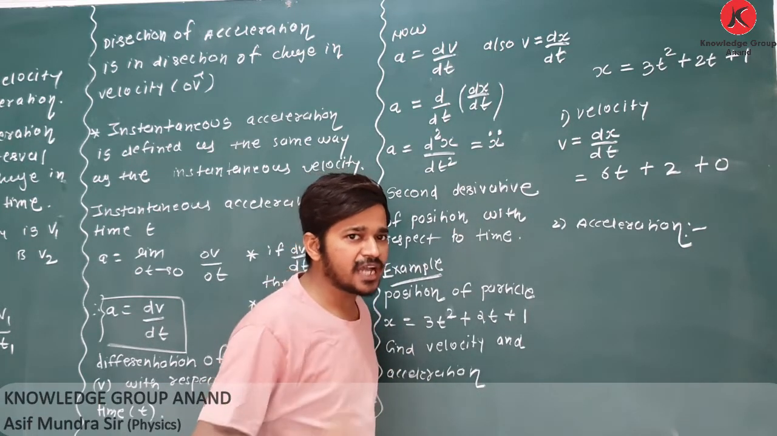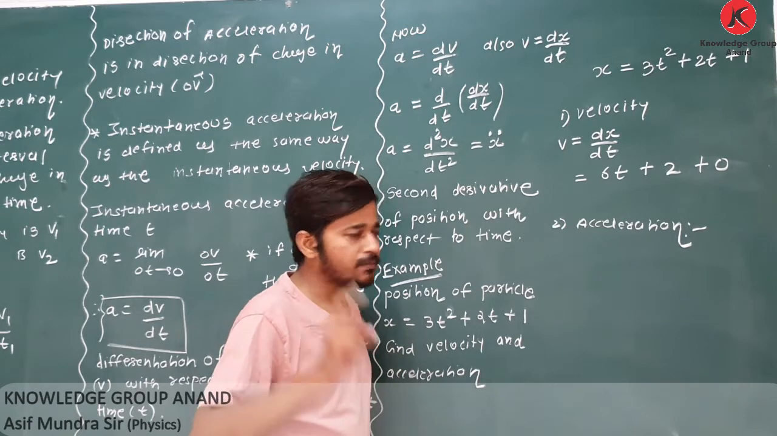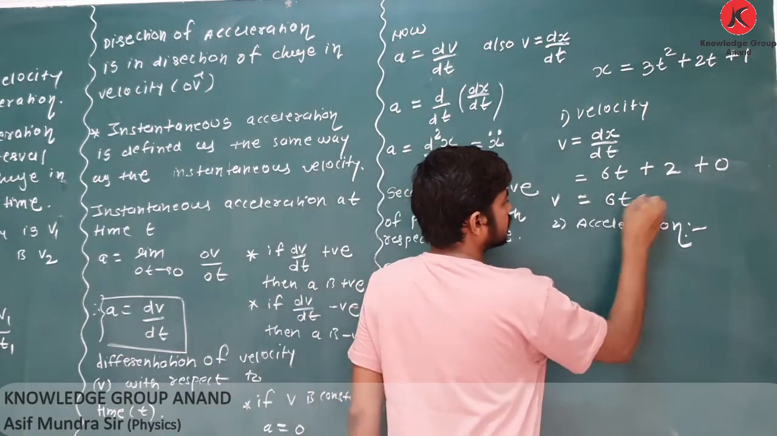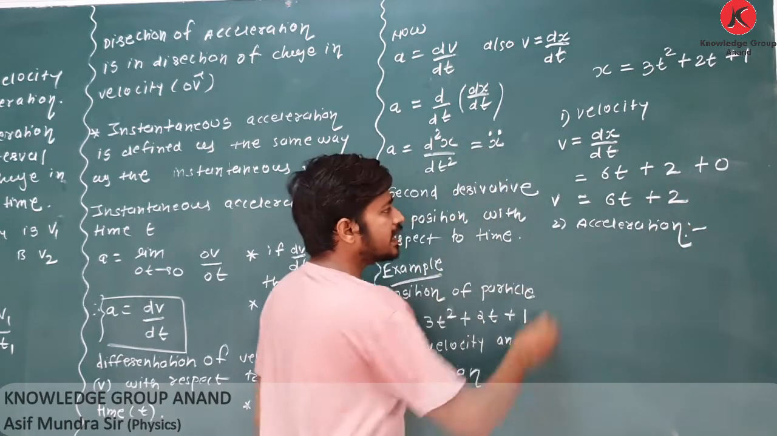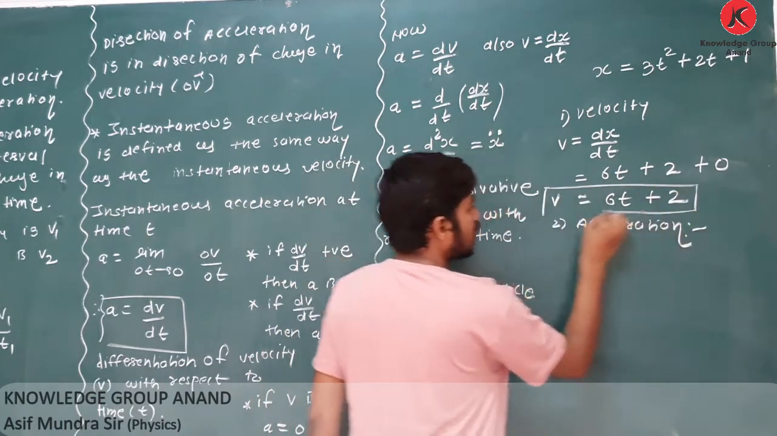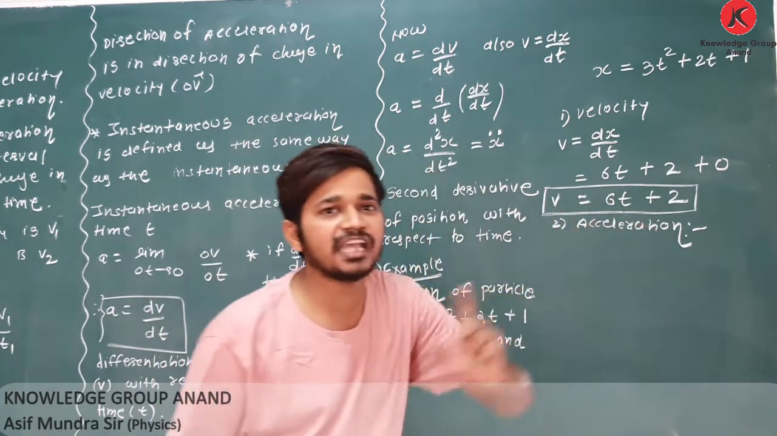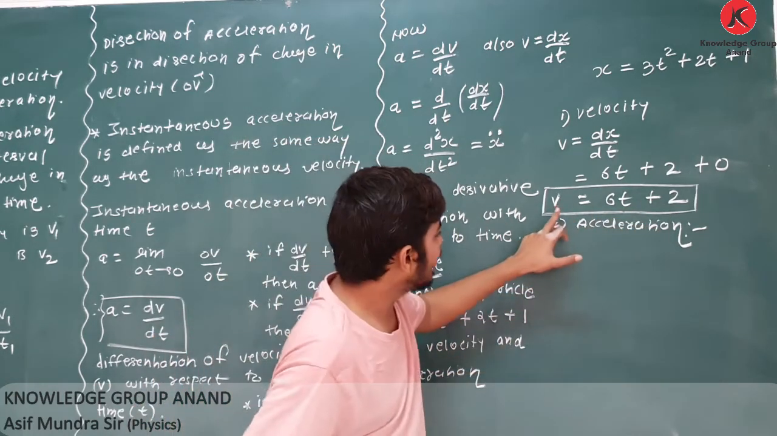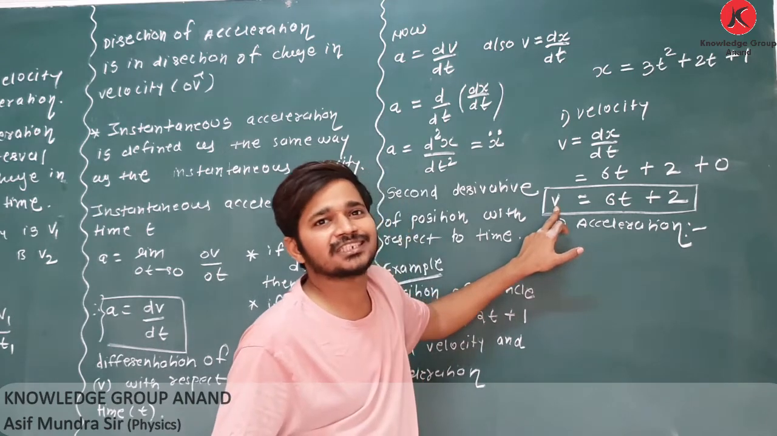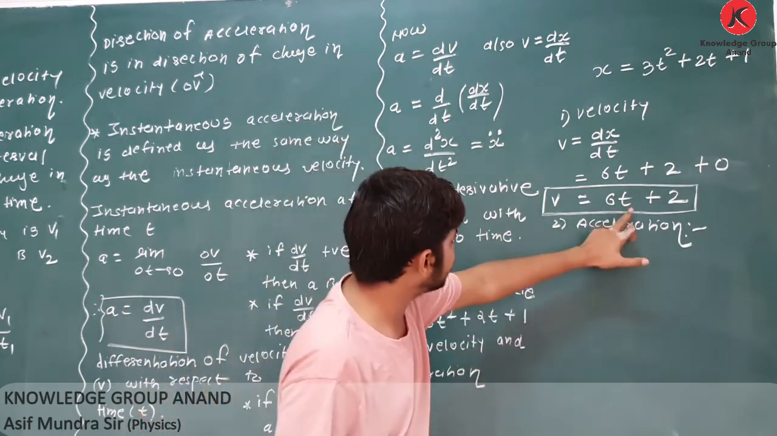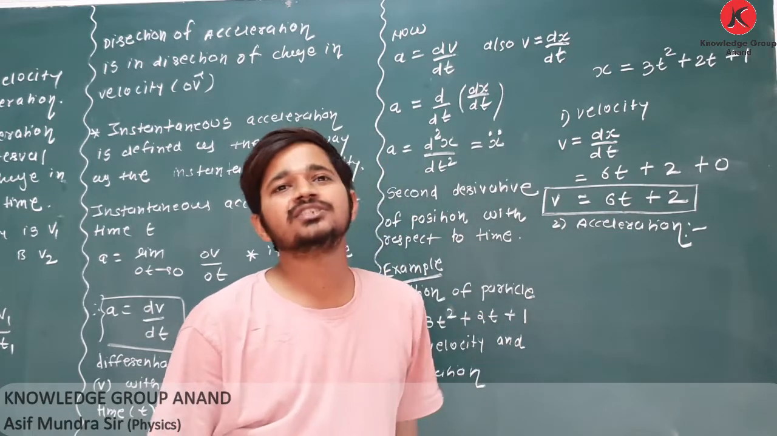Clear? You know what differentiation is. If you have any doubt in differentiation, make sure to clear it. Okay. Then what is v? v is equal to 6t plus 2. See, it is the equation of velocity. v is equal to 6t plus 2. Here v is not constant. It is varying. As t changes, velocity also changes.